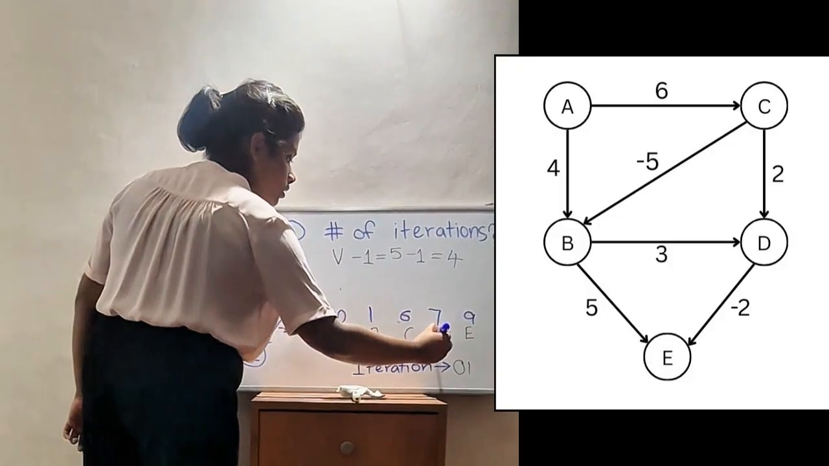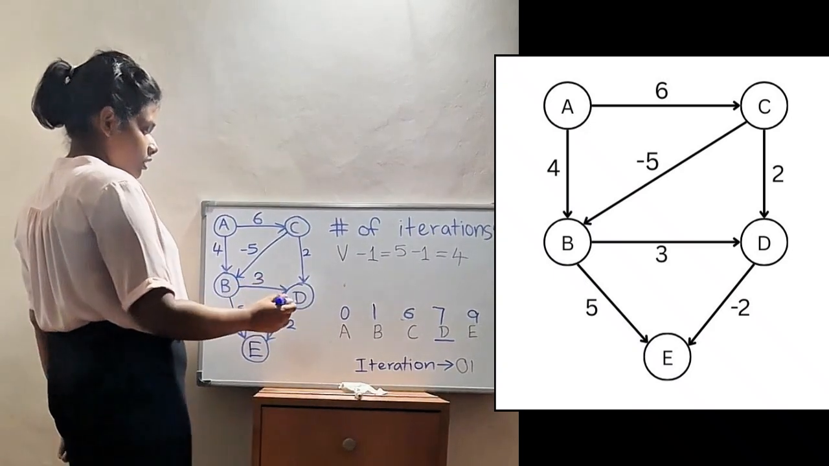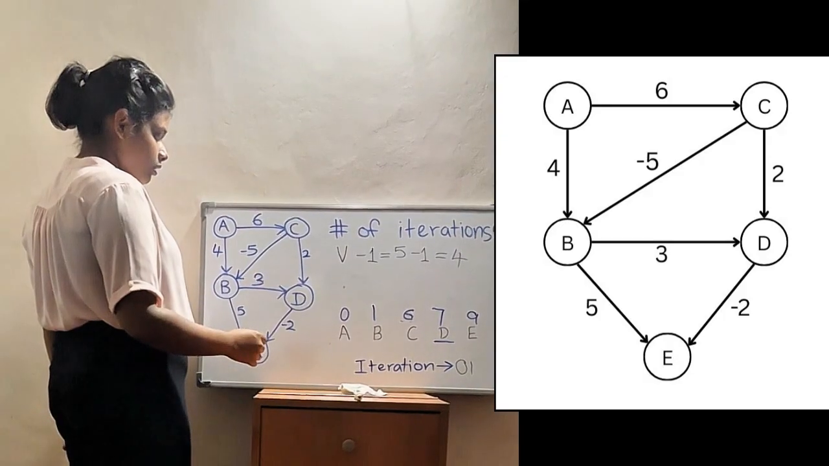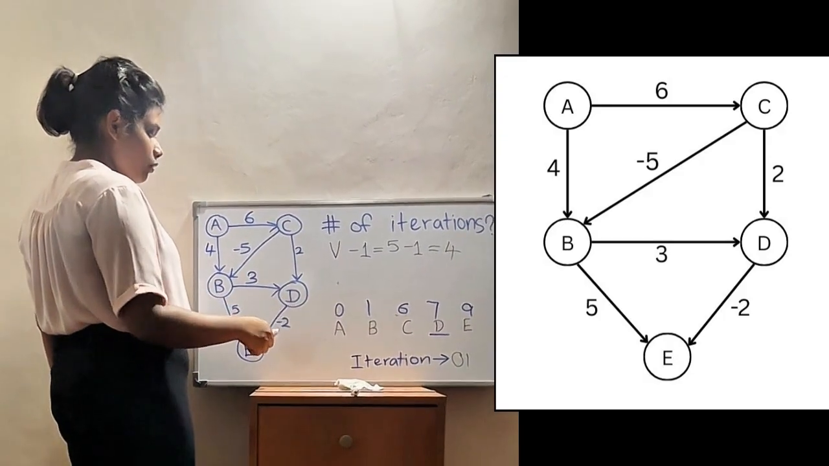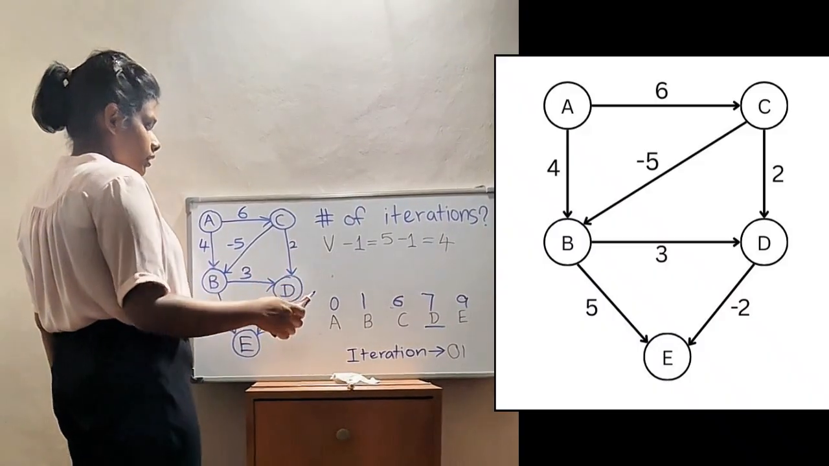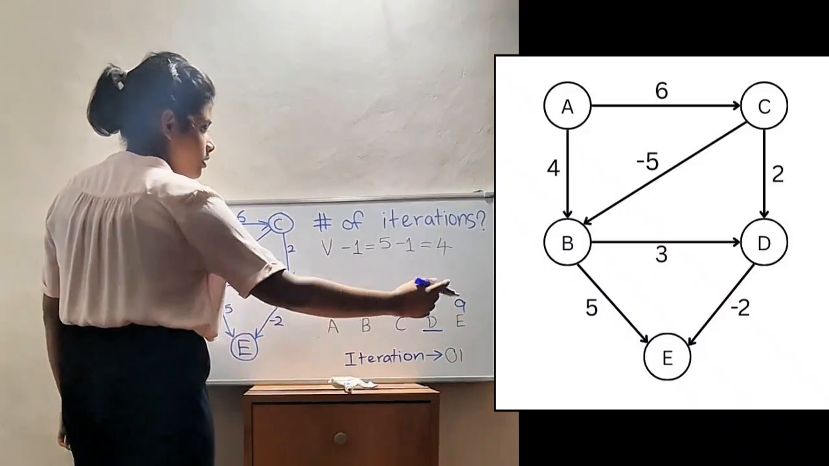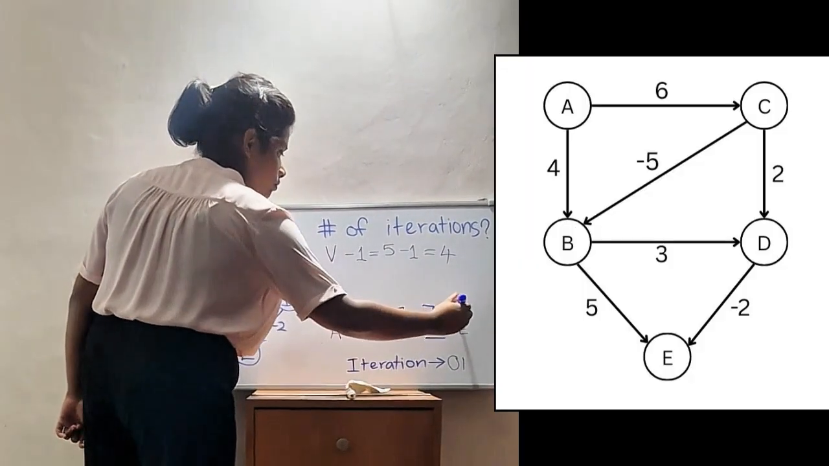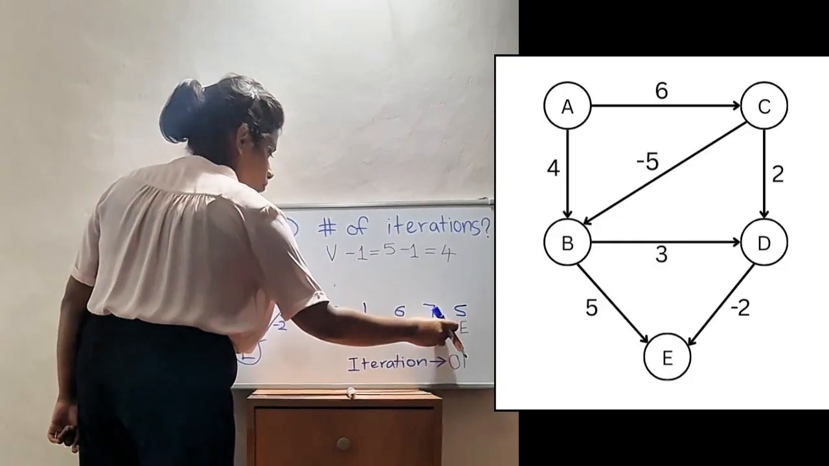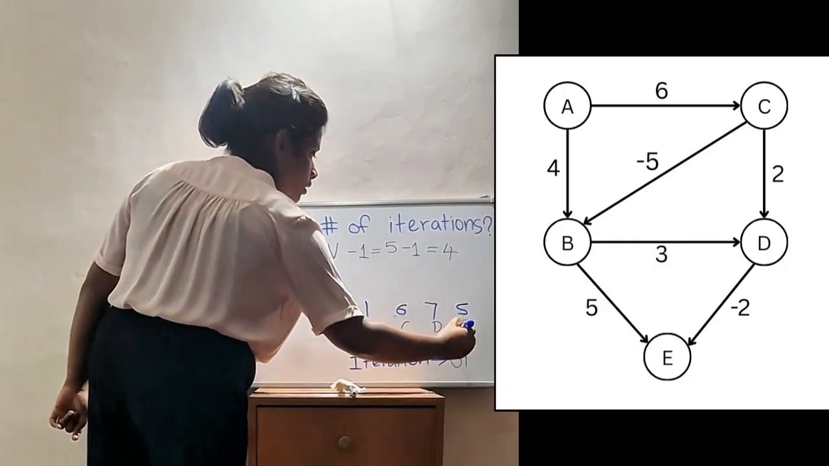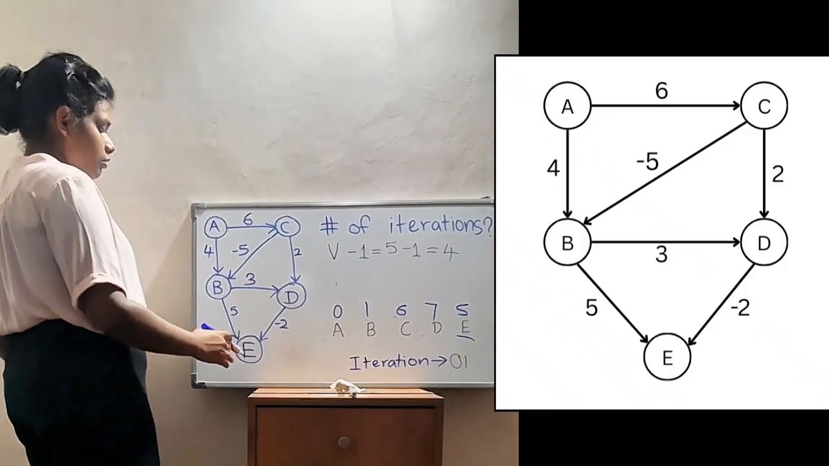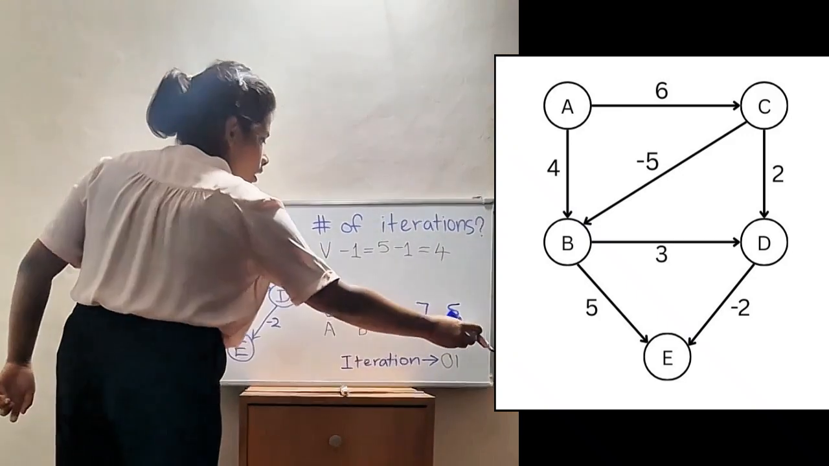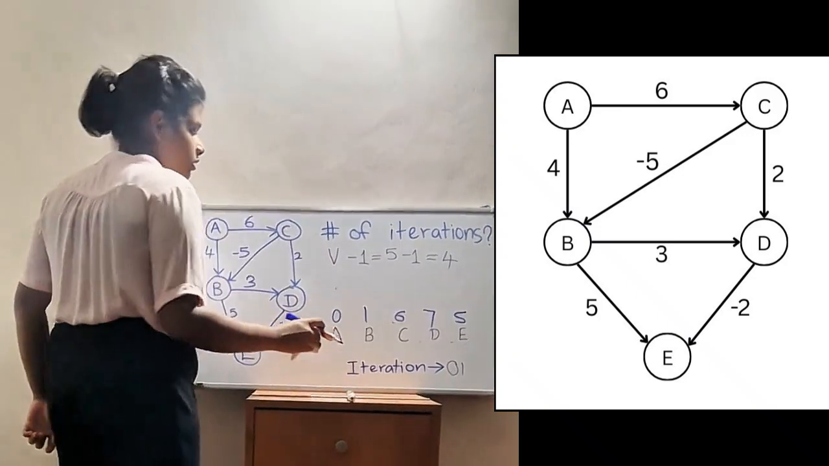From D, we can go to node E. So we can subtract 2 from D. So it will become 7 minus 2, which is 5. From E, there is no path going into any other node. So we can end the iteration 1.